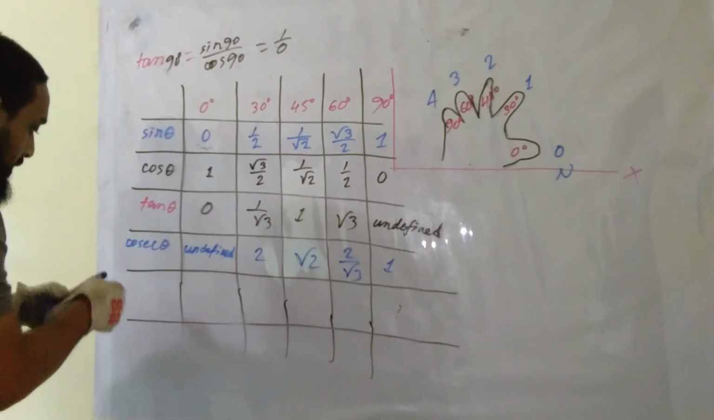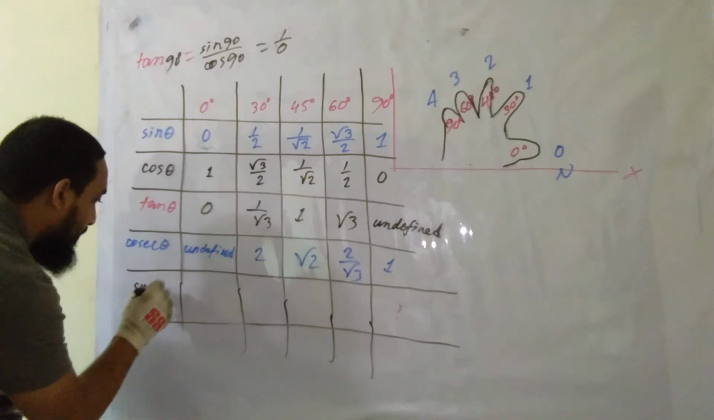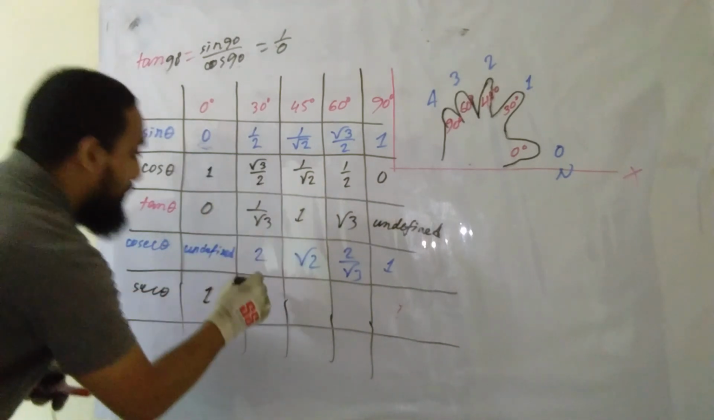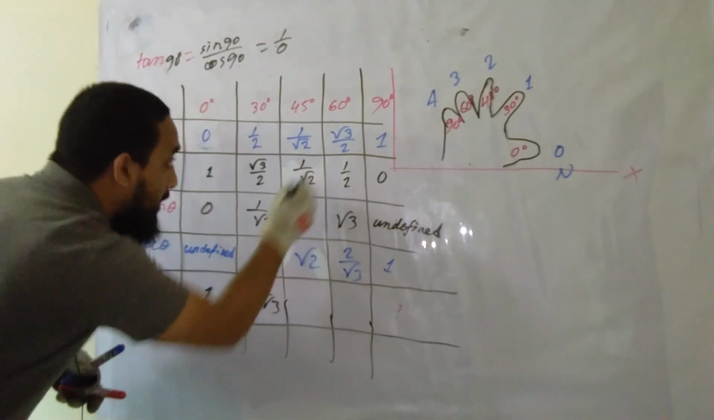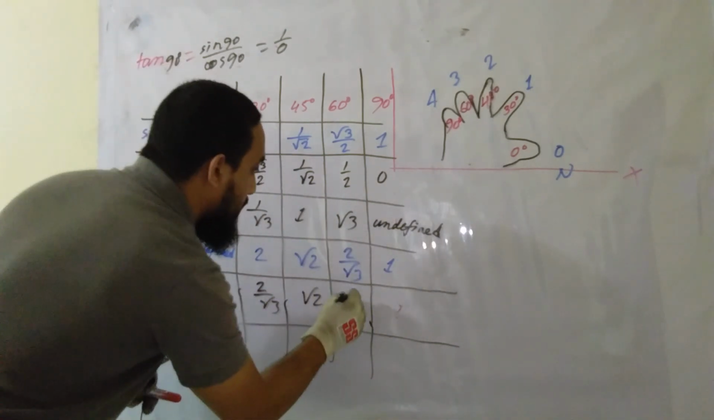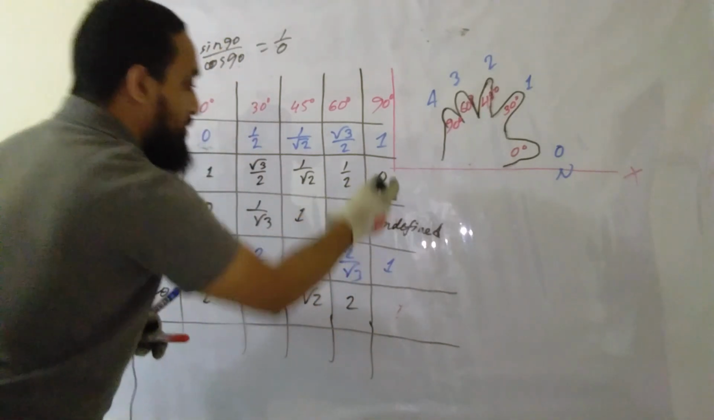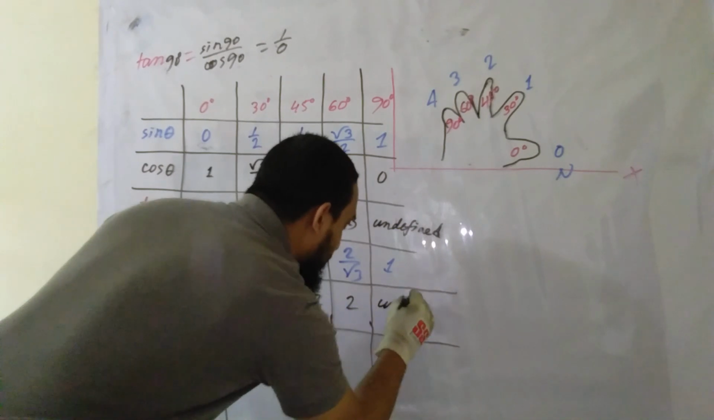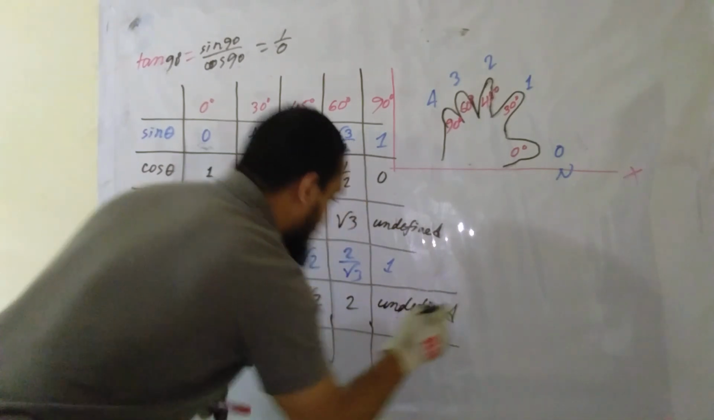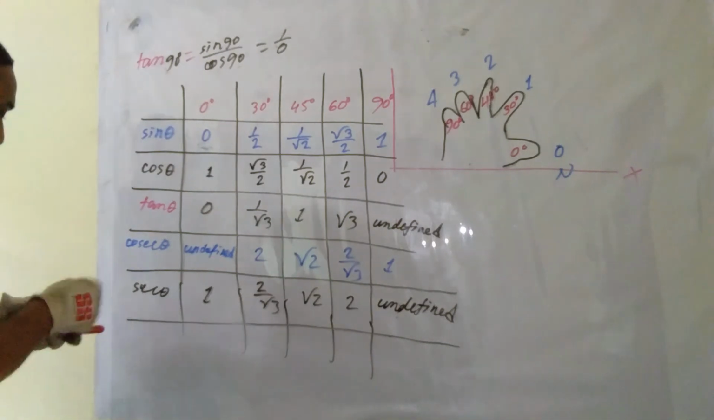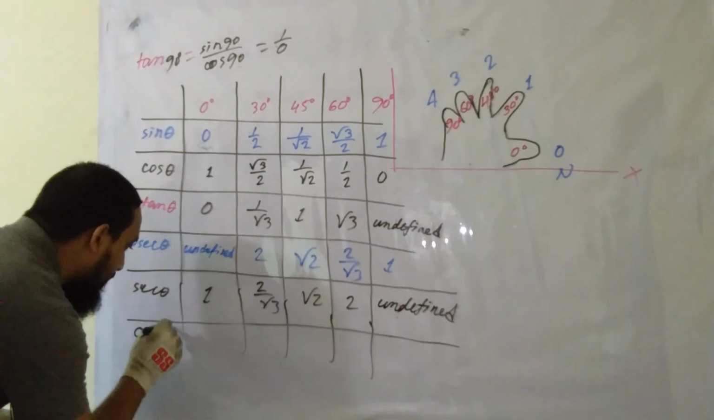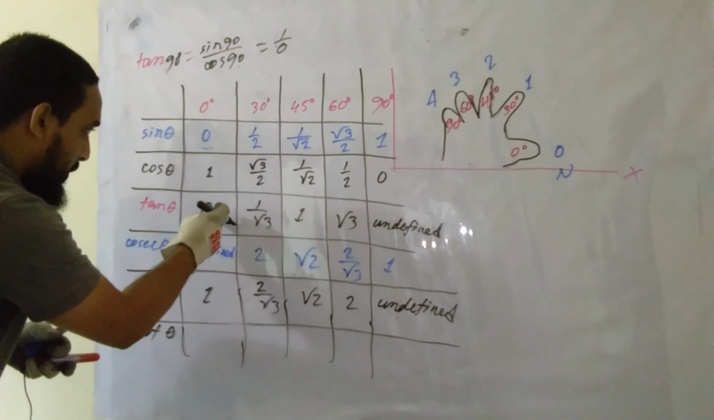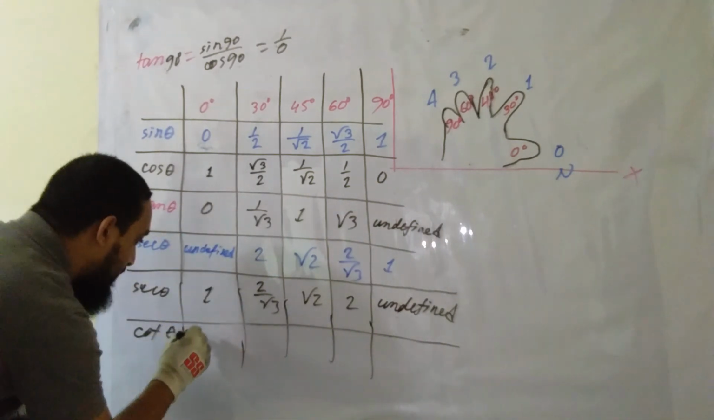Similarly, go for the next one. Okay, we just go for sec theta. Sec theta is the reciprocal of cos theta, so reciprocal of 1 is 1. Reciprocal of root 3 by 2 is 2 by root 3. This is root 2 by 1, that means root 2. Then 2. Again, look, 0. Reciprocal of 0 is undefined. Undefined. Now, the last one, cotangent. Cot theta is the inverse of tan theta. So, 0. Reciprocal of 0 is undefined.